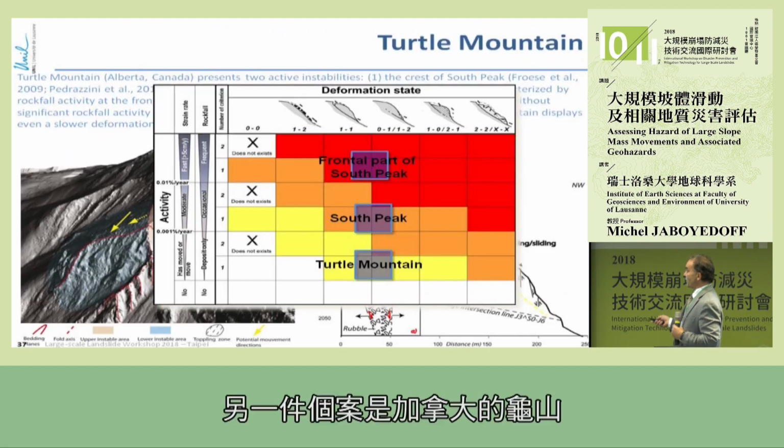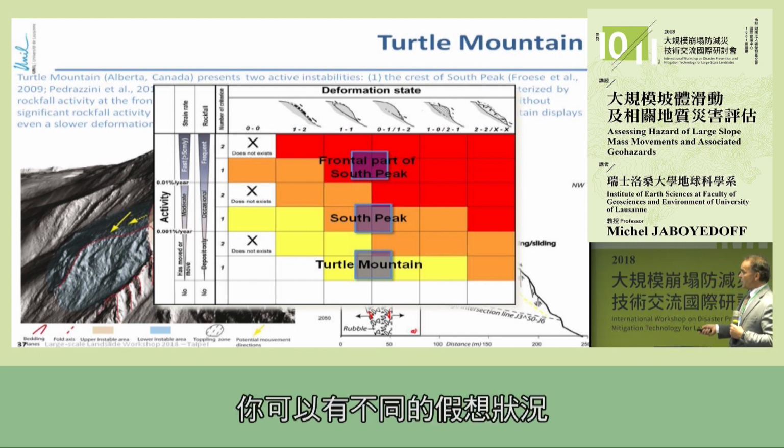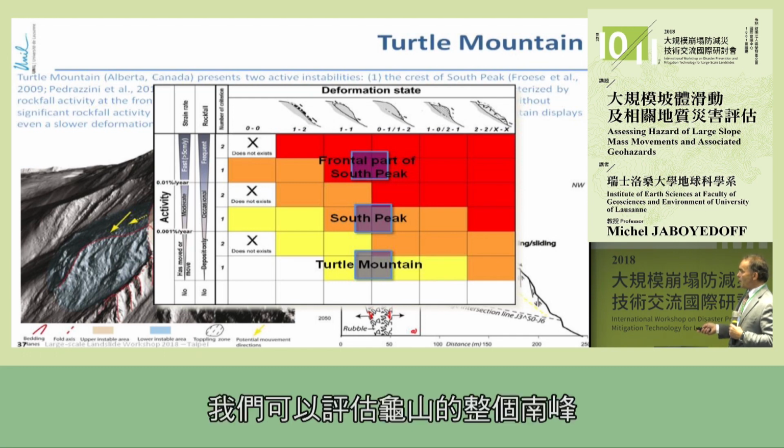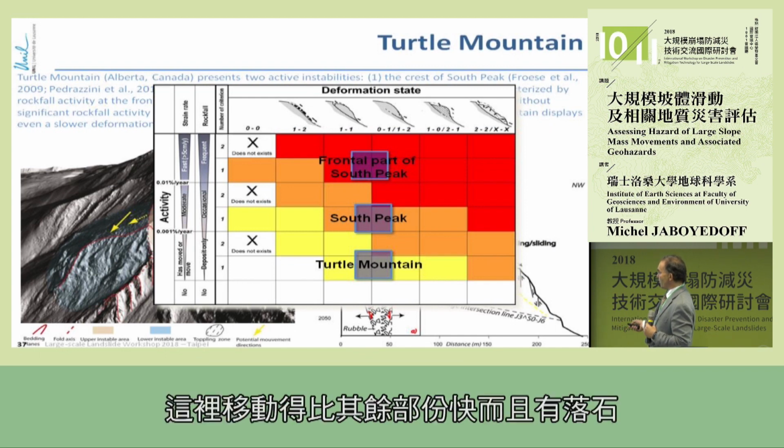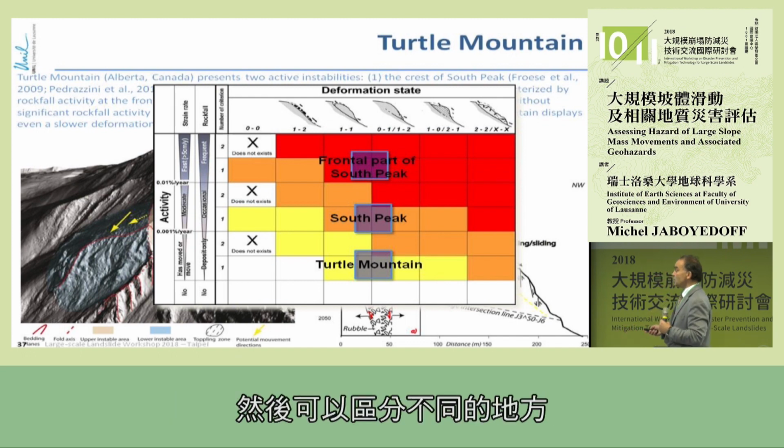and the global instability were on the highest hazard. Another case is Turtle Mountain in Canada, where you have different scenarios, and we can assess the whole slope of Turtle Mountain, the South Peak, and also we were able to assess just the frontal part here, which was moving faster than the rest, with activity of rockfall. Then you can differentiate in different places.